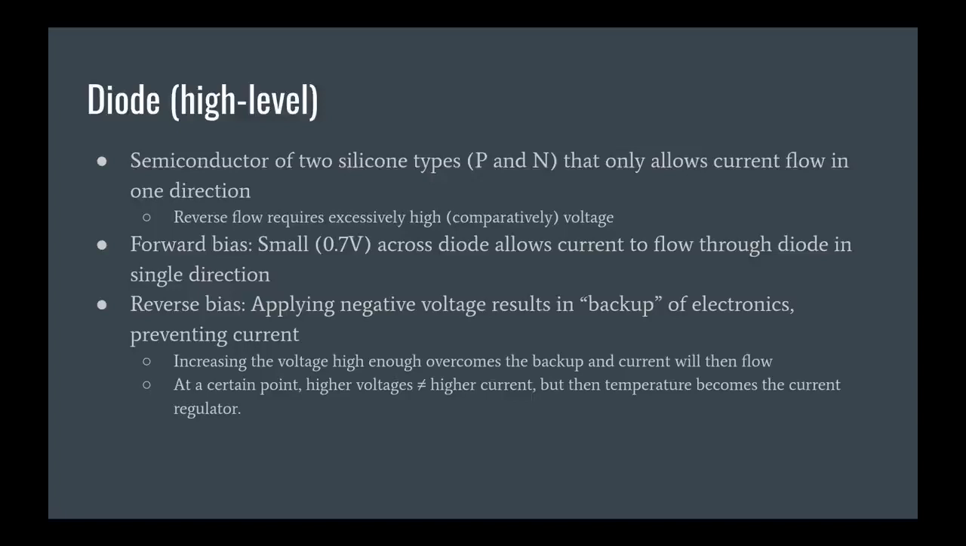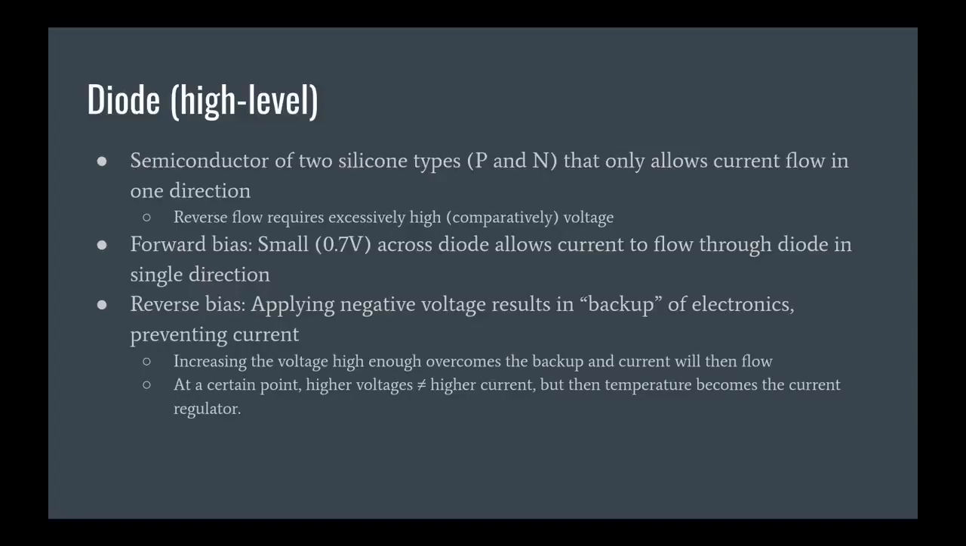So for a traditional diode, approximately 0.7 volts, positive to negative, across the diode allows current to start flowing through it. If you reverse the voltage, then due to magic inside the diode, you get a backup of electrons, and so the flow of electricity through the diode doesn't occur. And so you do not get a reverse current through the diode.